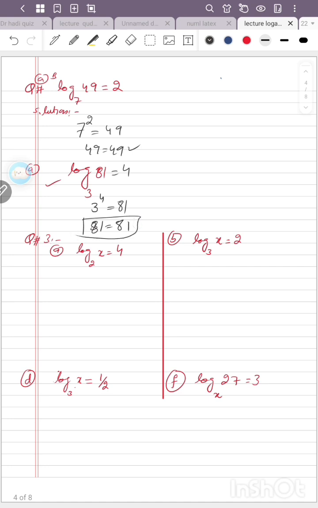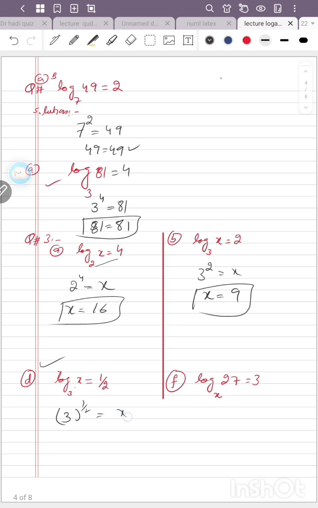Now moving toward our third question, which is very simple. Again we have to use the concept: 2 power 4 equal to x, because your base is 2 and power is 4, so x equal to 16 is our answer. Now it's the b part of question number 3: 3 power 2 equal to x, and x equal to 9, we have this answer. Now for the d part, 3 power 1 by 2 equal to x. How do we write it? We can write it as the square root of 3. This is our form.